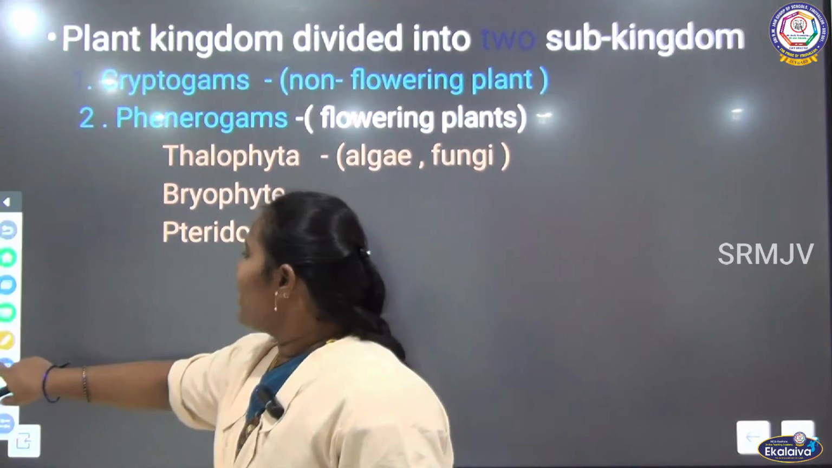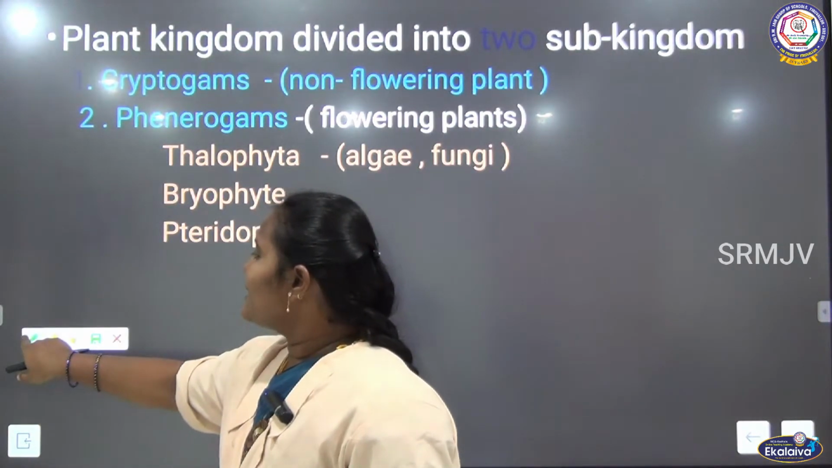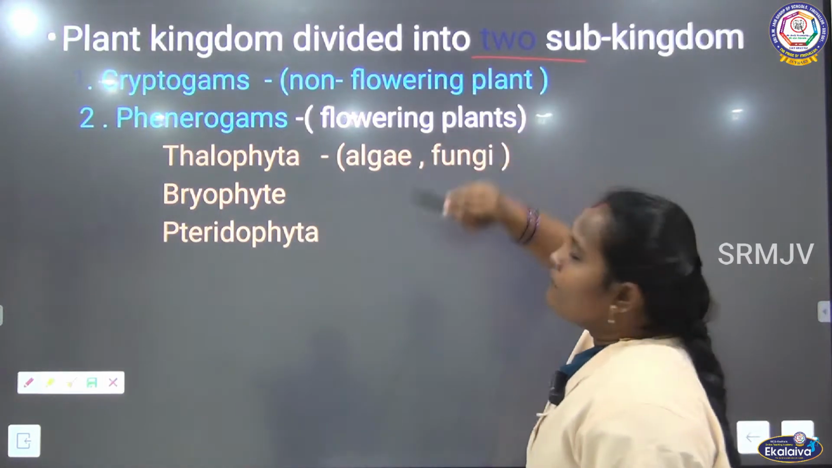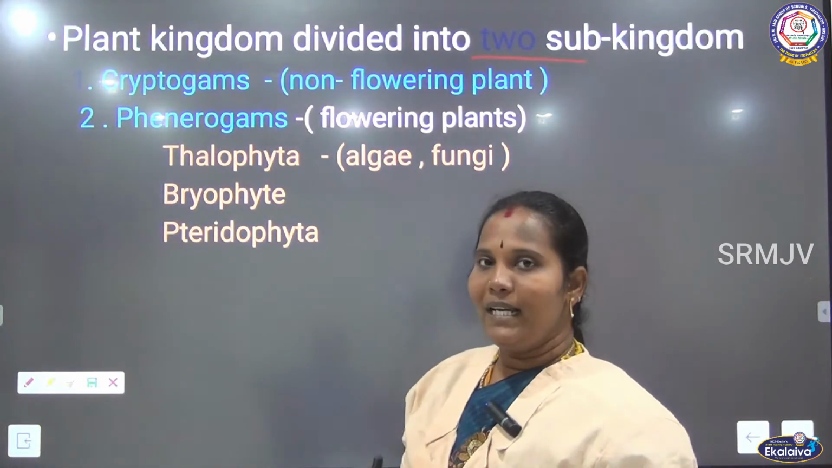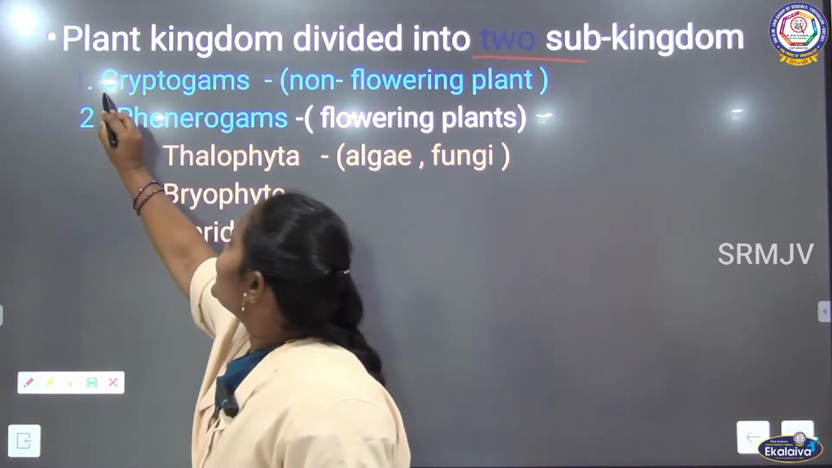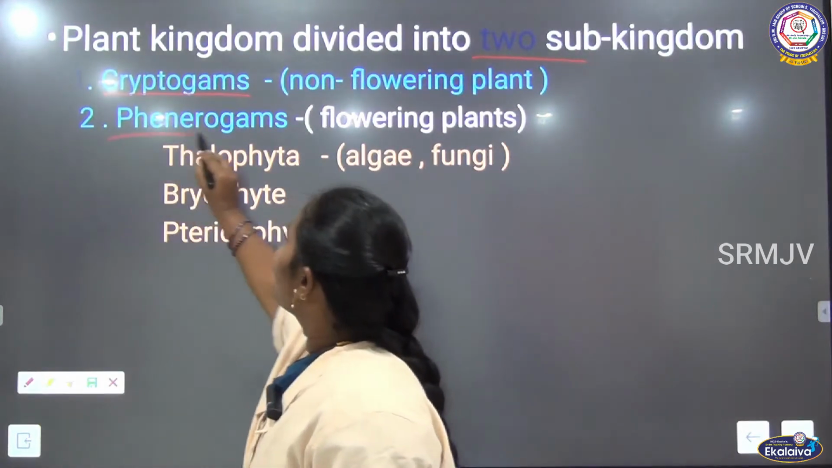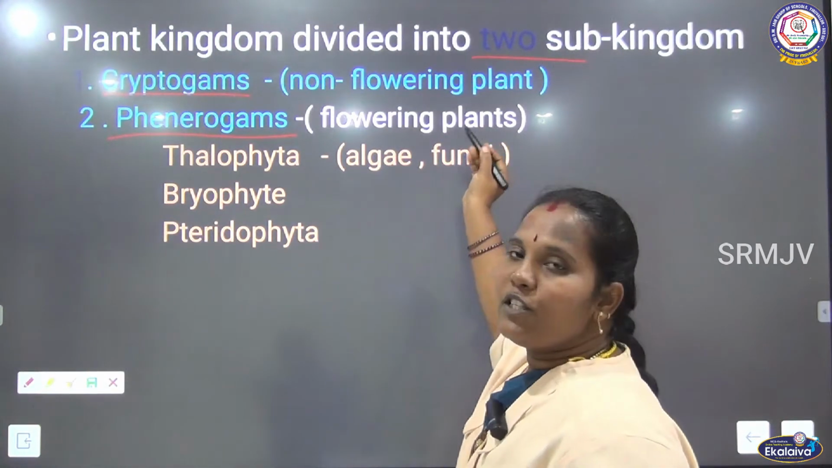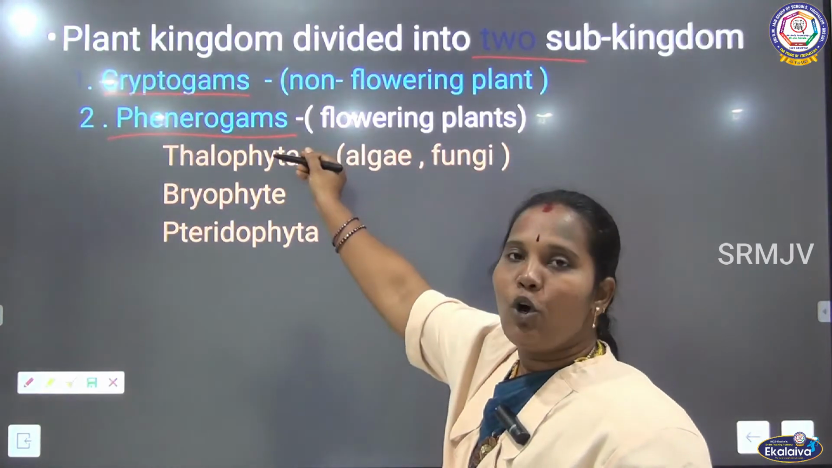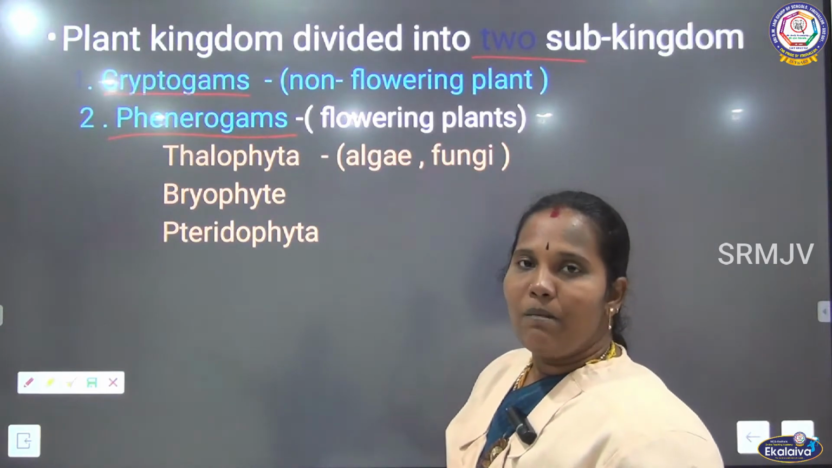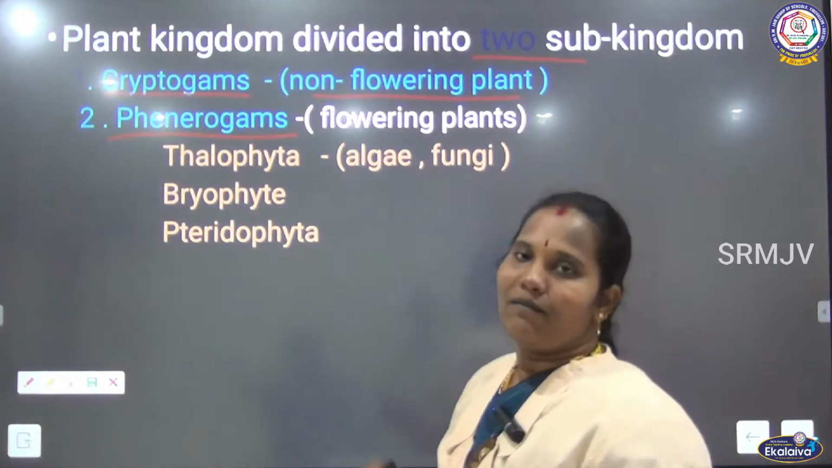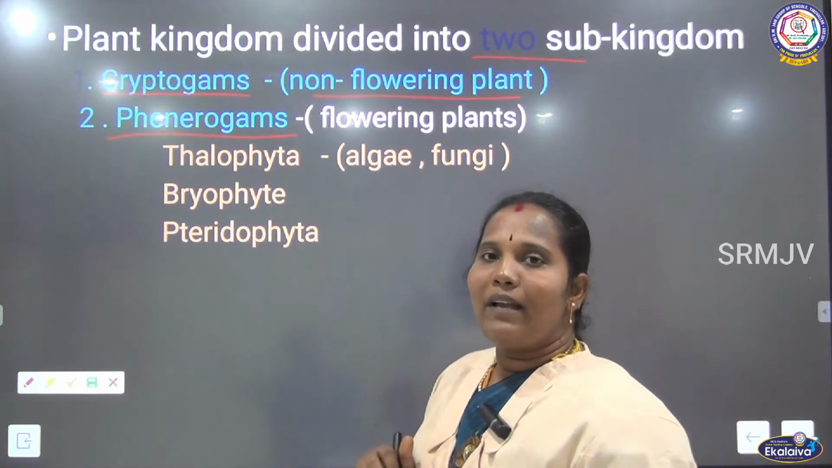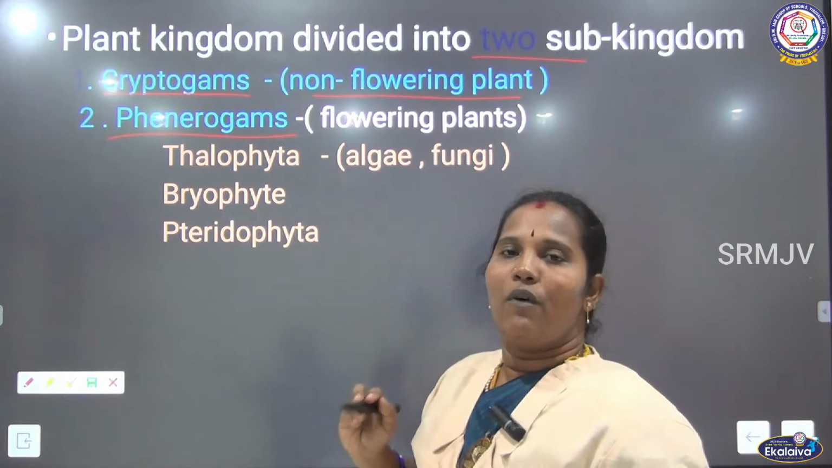See, we already saw that we can categorize the plants in many types. Apart from this, we can categorize them into 2 subkingdoms. What are the 2 subkingdoms? One is the cryptogames, another one is the phanerogames. Cryptogames means non-flowering plants. We saw that only 4 lakh species can bear flowers. Others cannot bear flowers, which means they use vegetative reproduction as their reproductive mode.